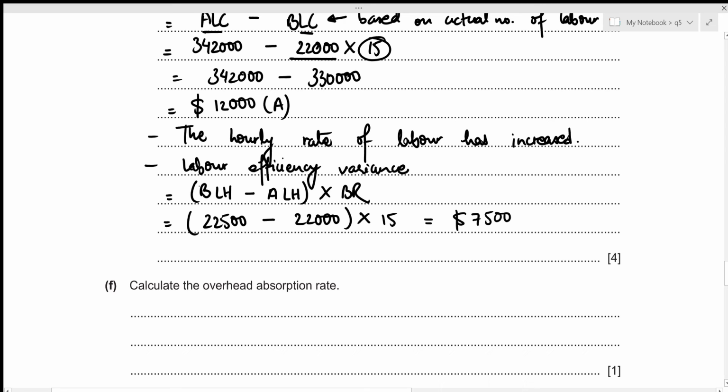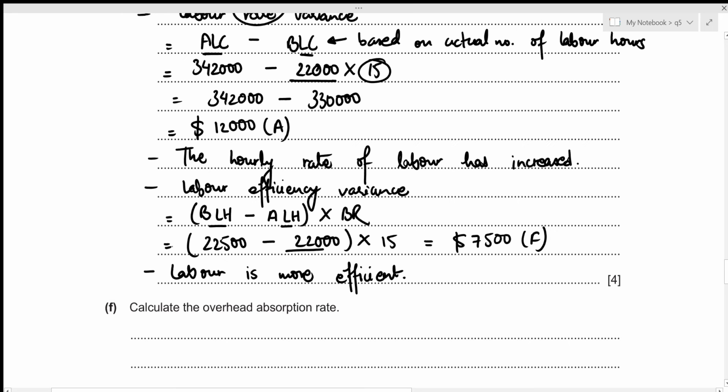And we can see that the budgeted labor hour is greater than actual labor hour, right? Which means that this is a favorable condition. And this could be the case due to the fact that labor is more efficient, due to which we are only requiring a low number of labor hours. Let's write it down. Labor is more efficient. Okay, this concludes the fifth part of this question.